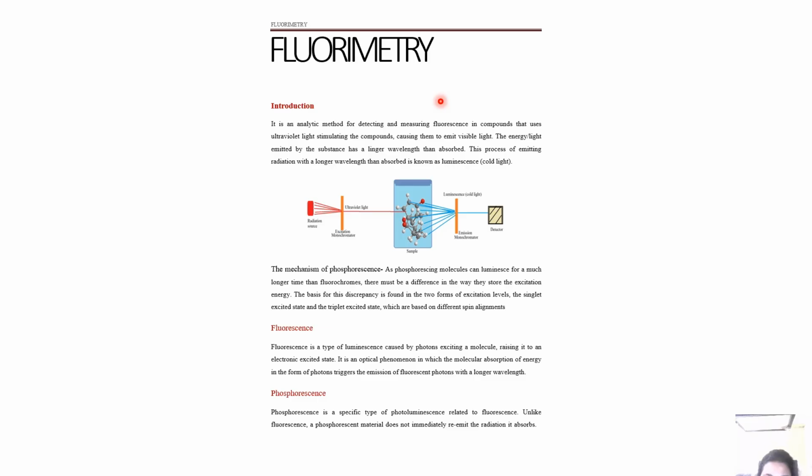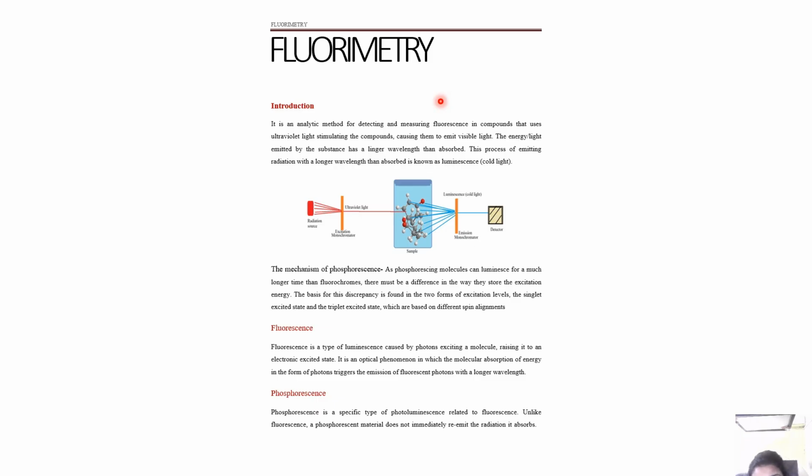So we have talked about fluorimetry, which is basically a type of luminescence caused by photons exciting a molecule, raising it to an electron excited state. It's an optical phenomenon in which the molecular absorption of energy in the form of photons triggers the emission of fluorescent photons with a longer wavelength.